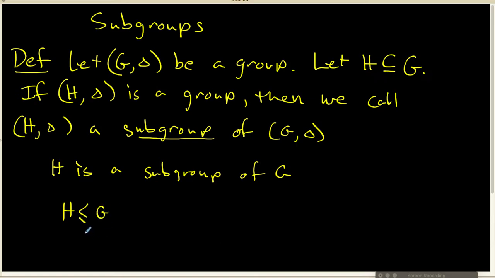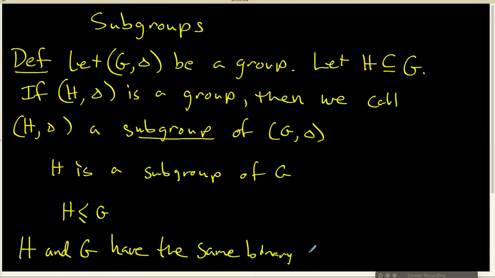And we write this phrase as H is a subgroup of G. The is a subgroup symbol is just a less than or equal to symbol. And it's just a traditional thing that gets used in abstract algebra. It is important to note that H and G do use the same binary operation. So H and G have the same binary operation in order for H to be a subgroup of G. So let's look at some very basic examples.